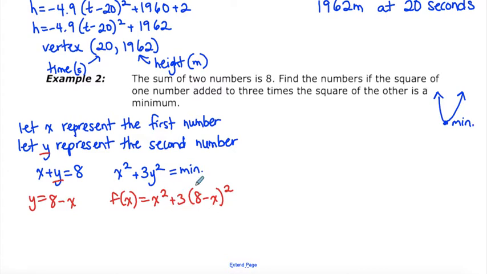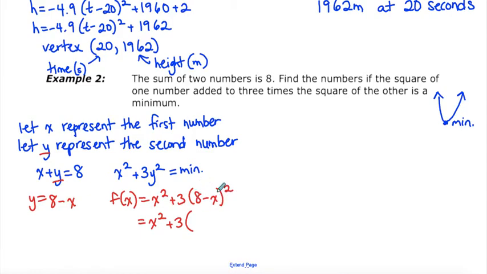So this is not a form that we know. It's not in vertex form, it's not in standard form, and it's not in factored form. So we're going to FOIL out this bracket (8 minus x) squared. Okay, so that's the first thing I'm going to do. I'm just going to clean up this expression.